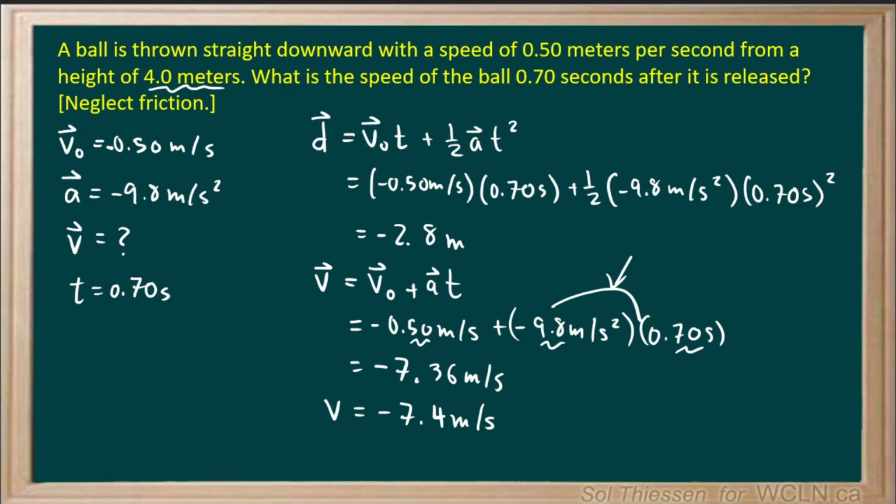meters per second as the final velocity. This includes the direction, which is downwards, but if we're just talking about the speed, which is the magnitude of velocity, we can get rid of the negative sign and call it 7.4 meters per second.